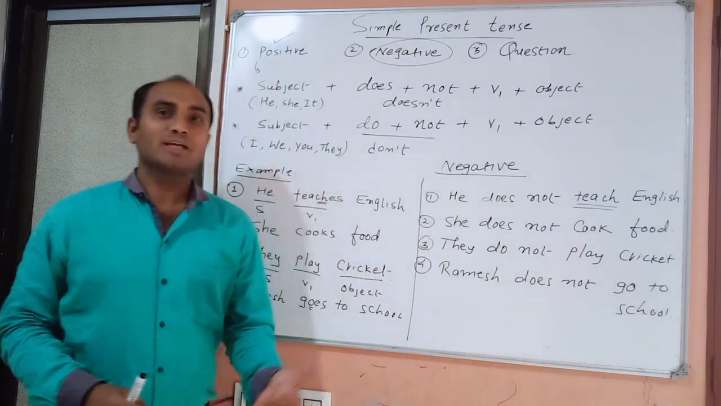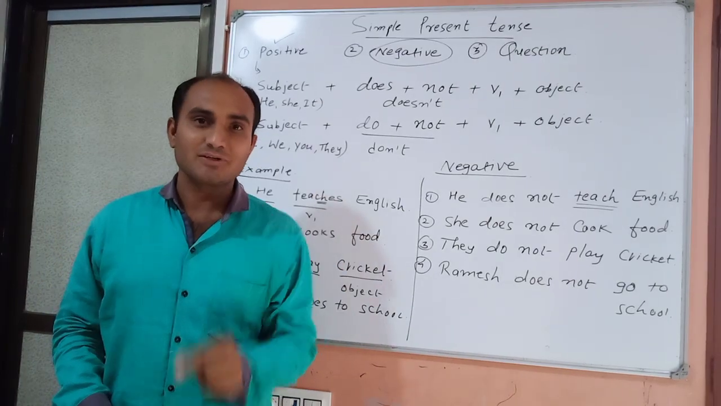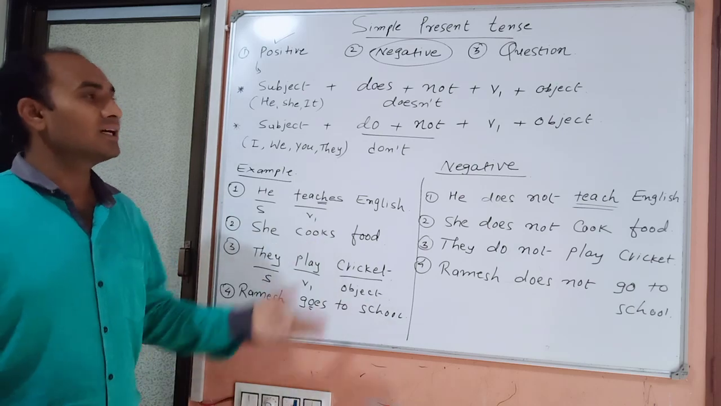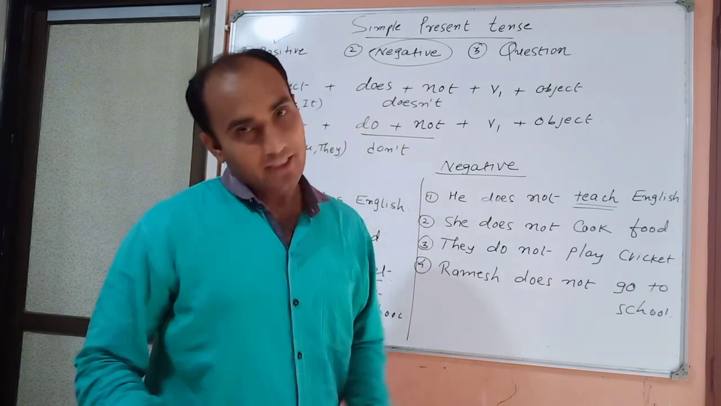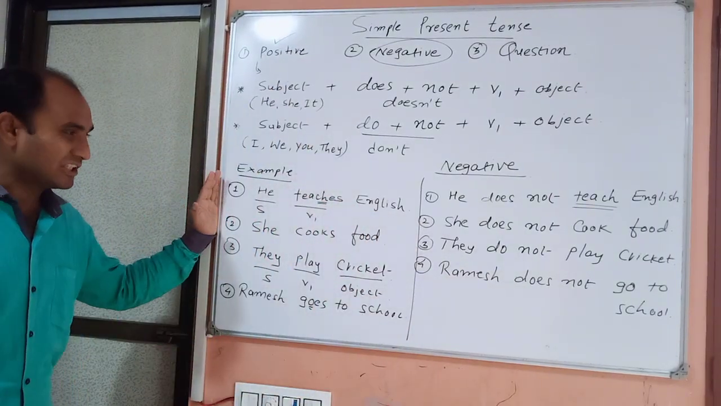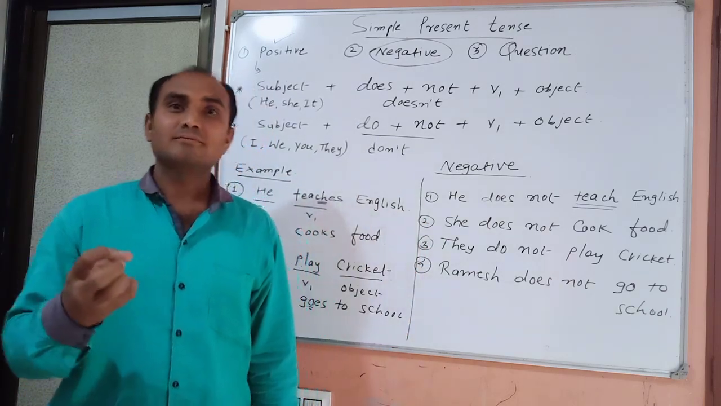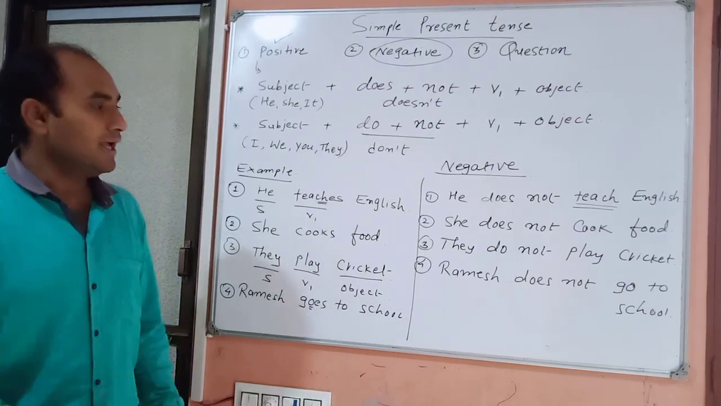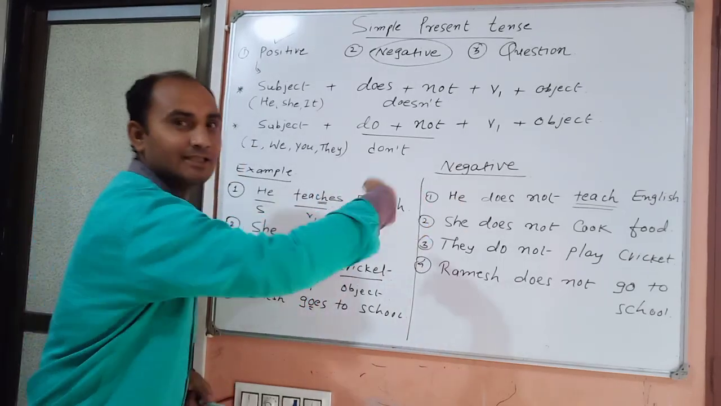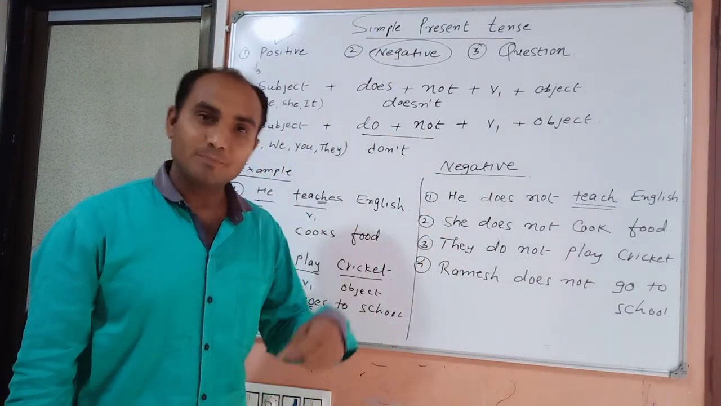In negative, we can use do and does. So does we can use with the singular third person: he, she, it. And do we can use with I, we, you, they. I hope that you can understand very well, and you will practice more and more examples and collect various types of verbs and practice in this way. Compare to each other, positive and negative. And after some time, we will discuss questions, means interrogative.